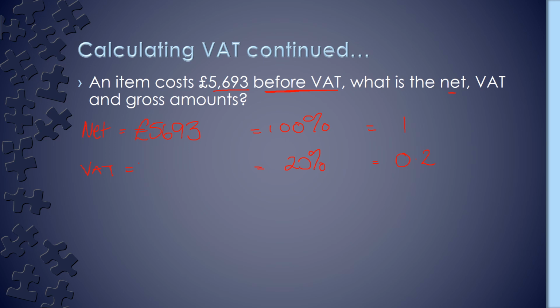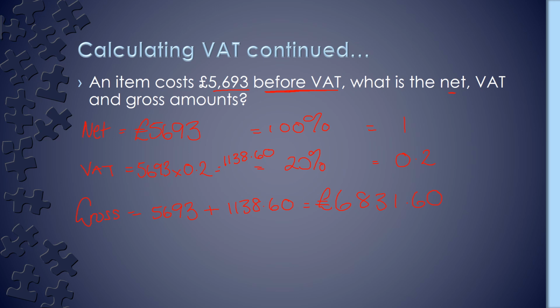Okay, so your VAT is going to be 5693 times 0.2. So your VAT will be 1138.60. Therefore your gross is going to be your net plus your VAT, and that is going to give you your overall total of 6831.60. So that's our largest number, it's our gross.